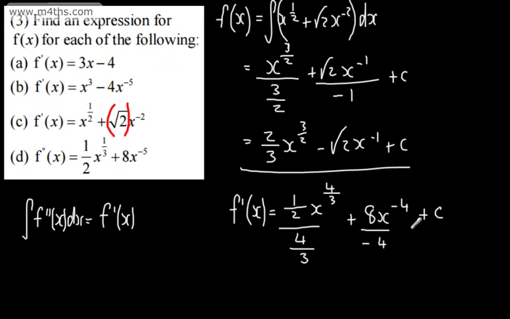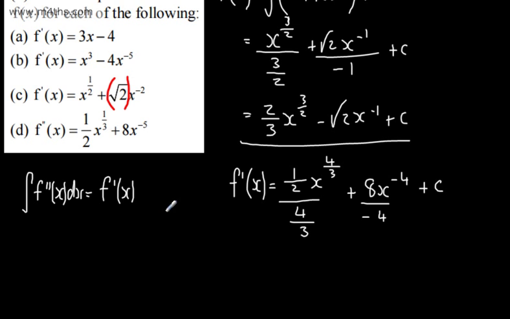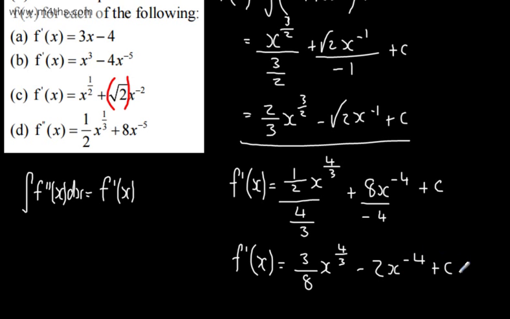Okay, so let's go ahead and tidy this up. We want an expression now for f dashed of x. So f dashed of x is going to give us, what's that going to give us? 3 over 8. So let's go ahead and write that. 3 over 8 x to the power of 4 over 3, then minus 2x to the power of negative 4 plus c.